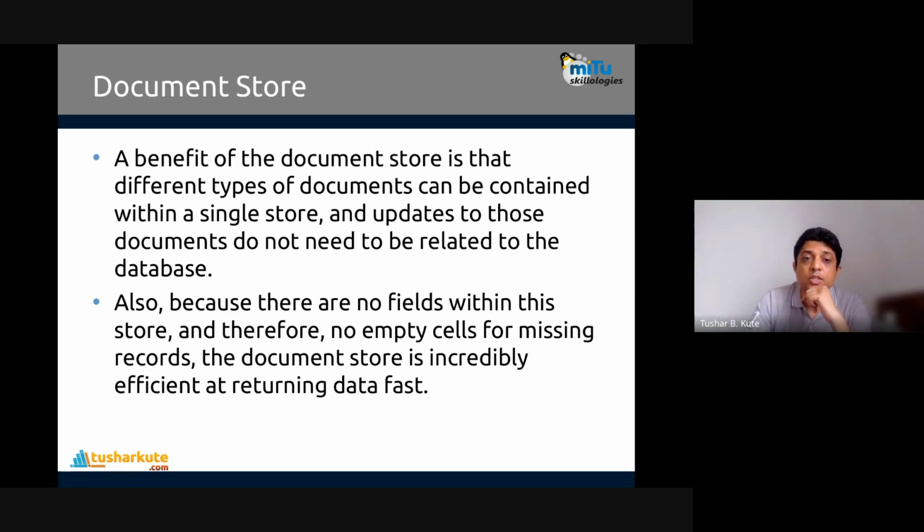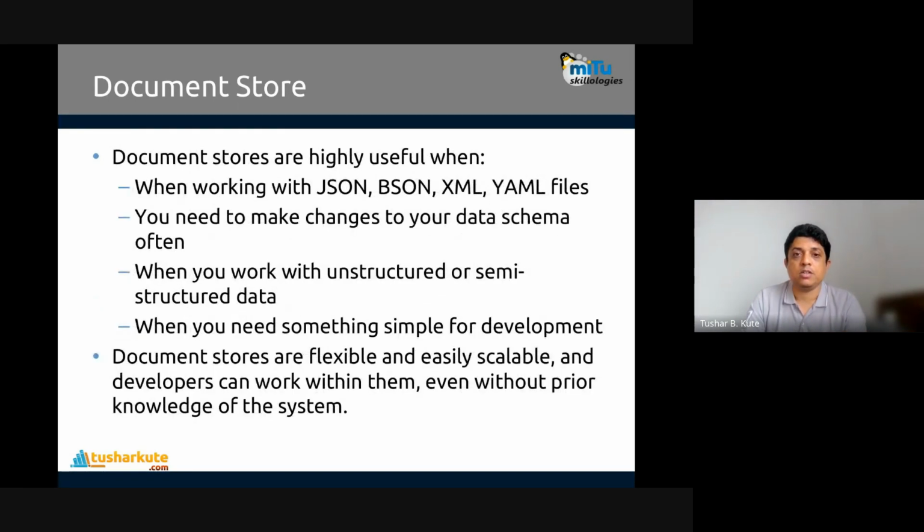Because there are no fields within the store, no empty cells or missing records are possible. Empty cells are not there. Documents are incredibly efficient, returning data fast. Every document is assigned a unique identifier that we can use. Now, document stores are highly useful when working with JSON, BSON, XML, and YML files.